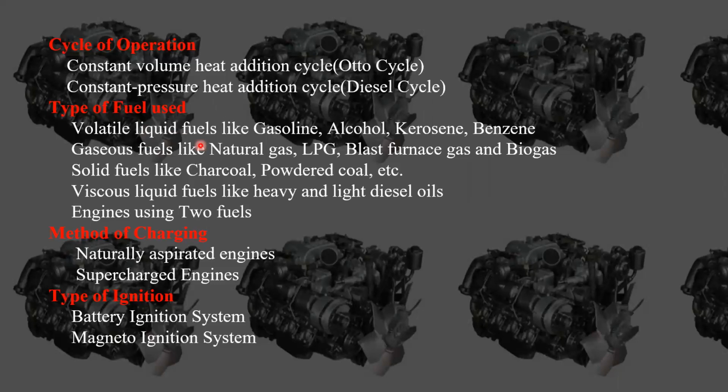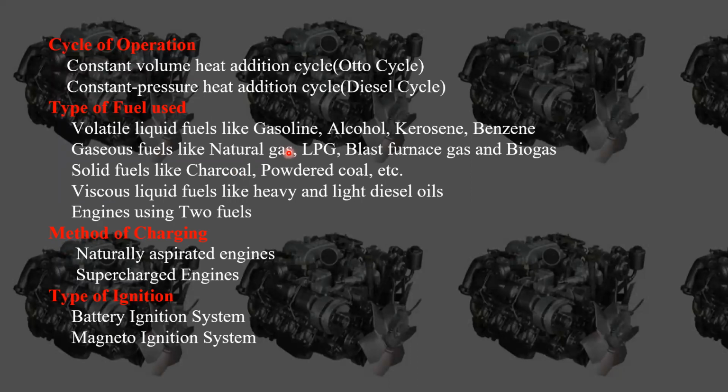In these engines, first of all we need to mix the air and fuel at the carburetor. At the carburetor itself we have to mix the air and fuel, and after mixing it we have to send it into the combustion chamber or the cylinder of the engine, for volatile liquid fuels. Next, coming to gaseous fuels, like natural gas, liquid petroleum gas, blast furnace gas, and biogas. These are also used to run the engine, but the specification should be changed.